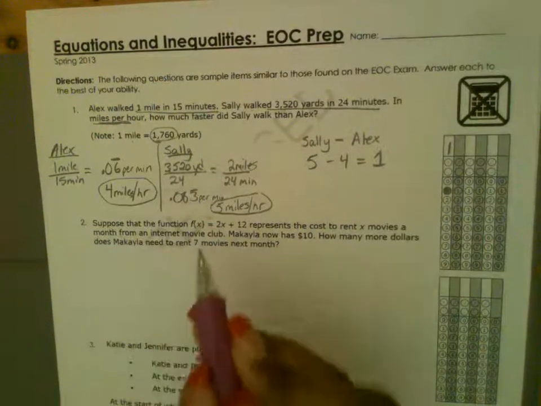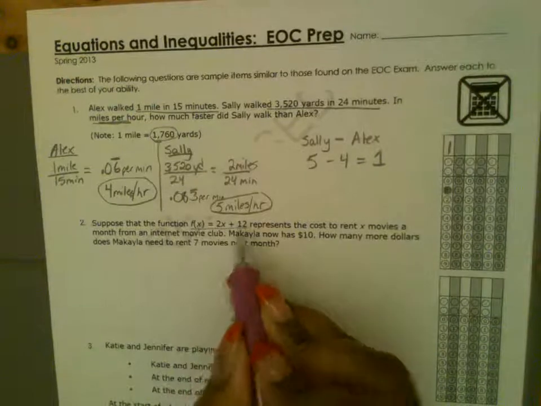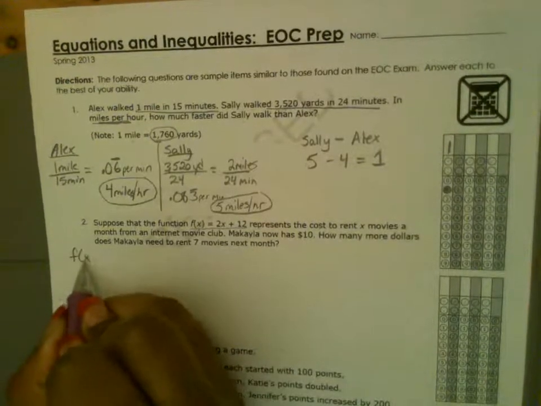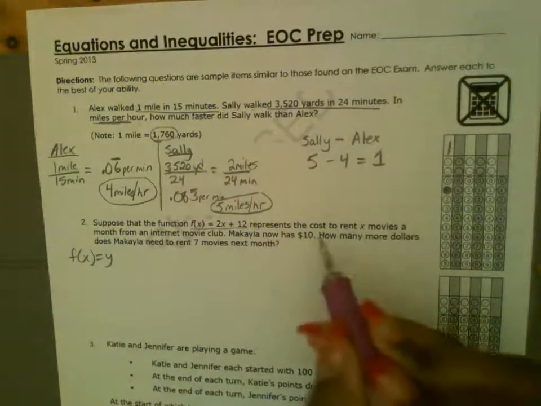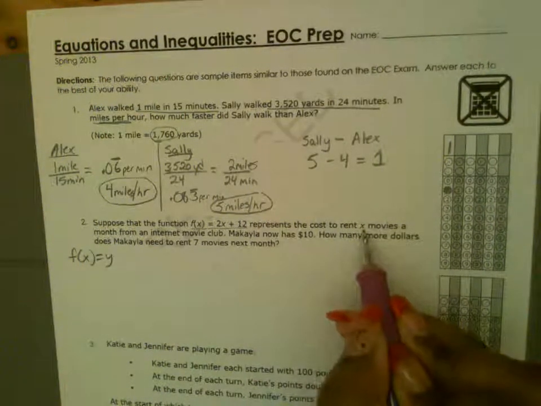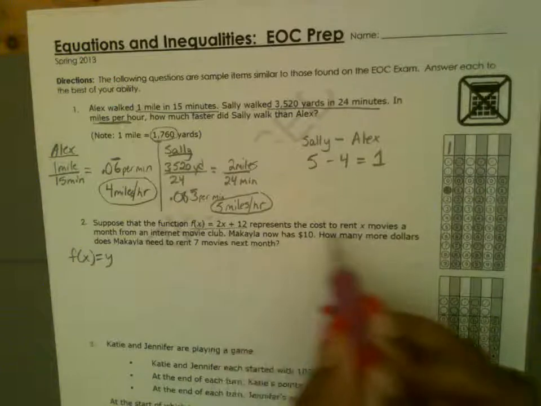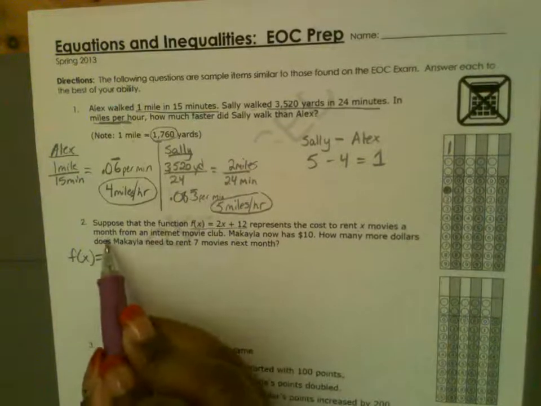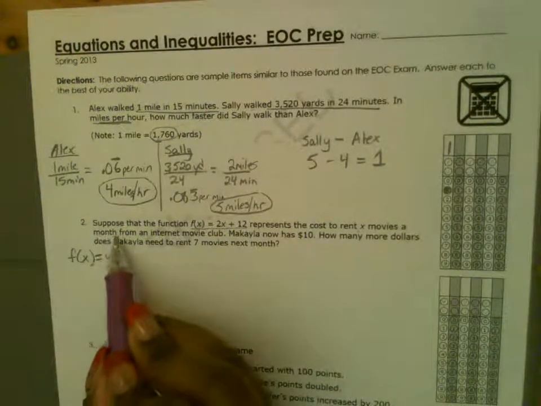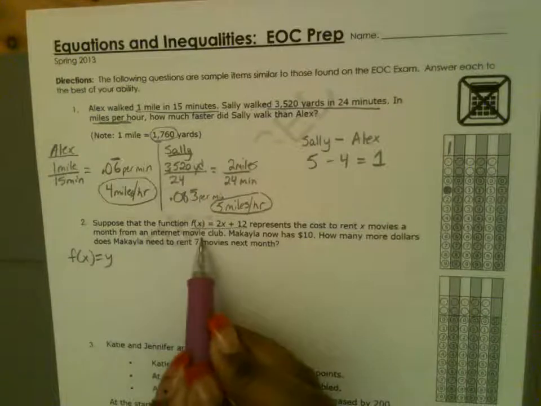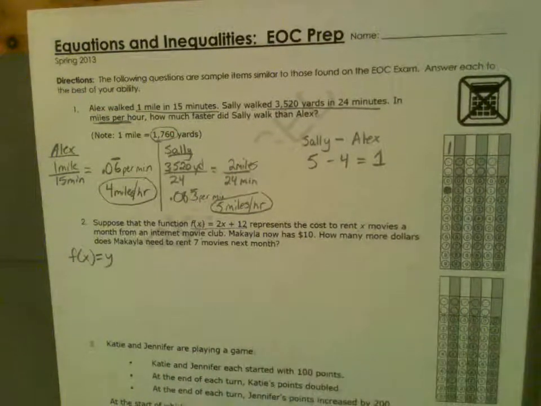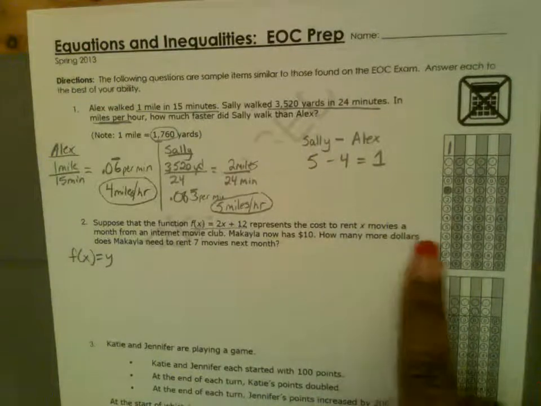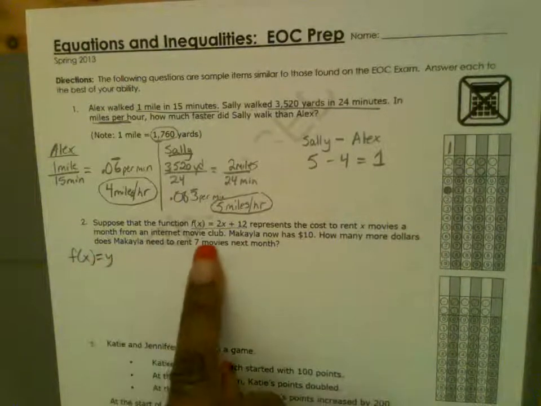It says, suppose that the function, this is the equation. Do not forget that f of x is the same as saying y. Okay? Don't forget that. It represents the cost to rent x movies. So x is the number of movies a month from the Internet Movie Club. It says Michaela now has $10. So that's how much she has. How many more dollars does she need to rent 7 movies?